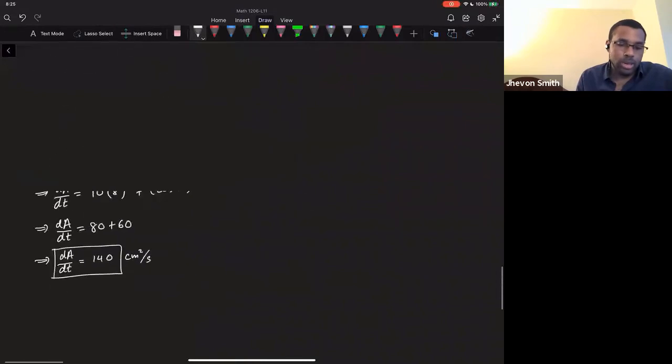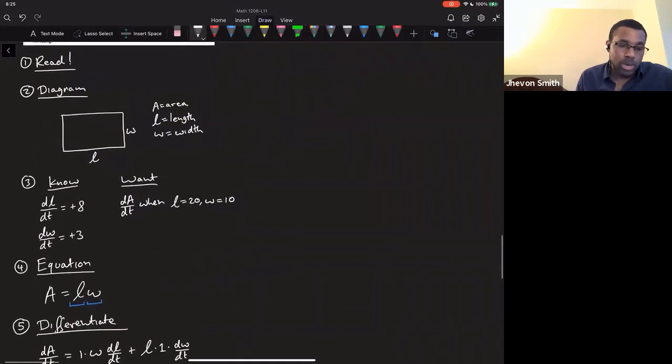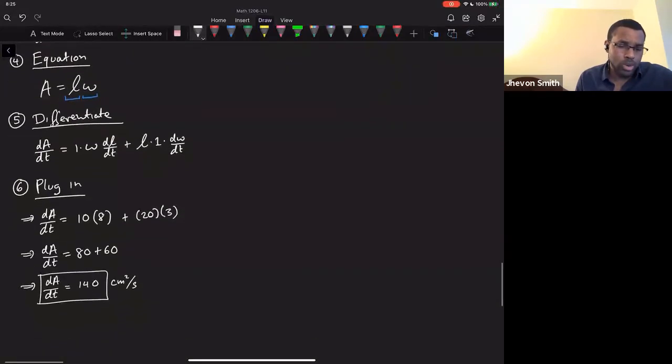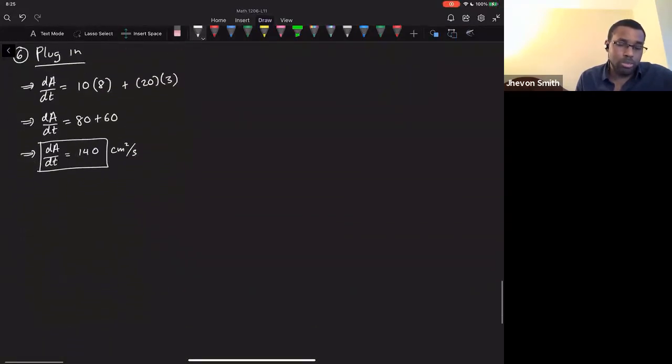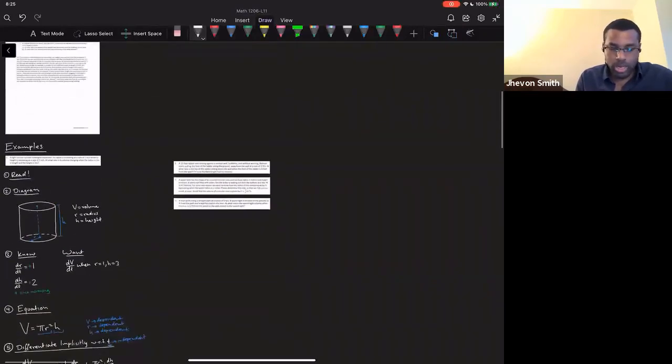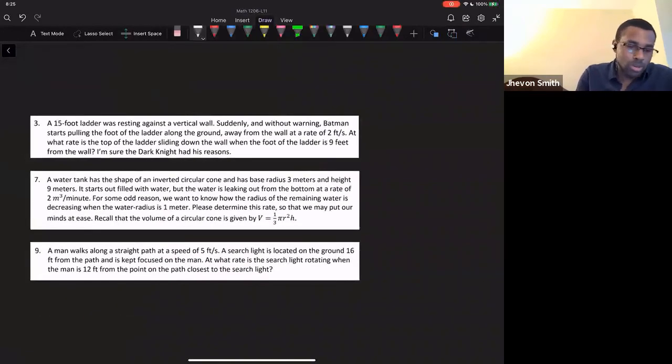Okay, so that's that one. But again, same 6 steps: read, diagram, what you know, what you want, equation, differentiate, plug in. Always. And t is always the independent variable.